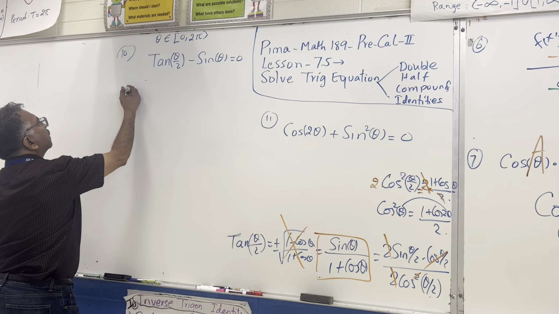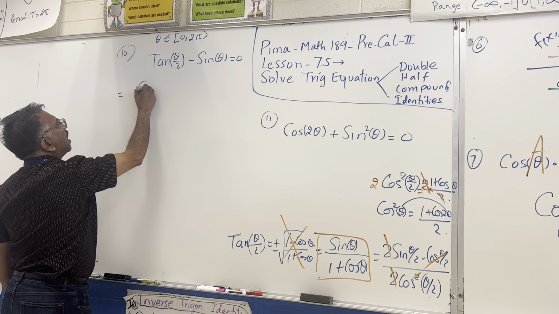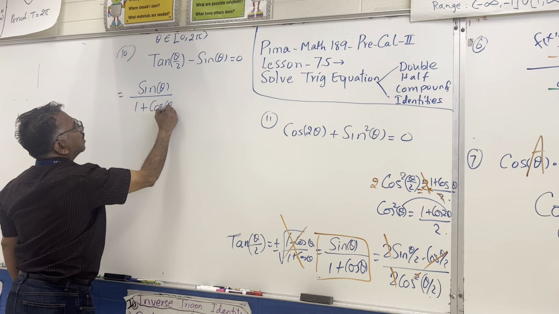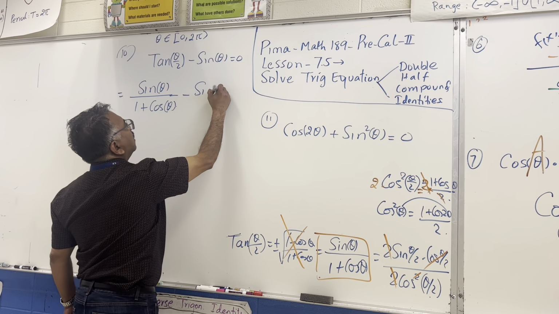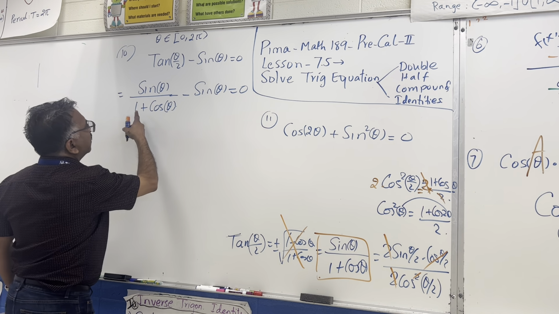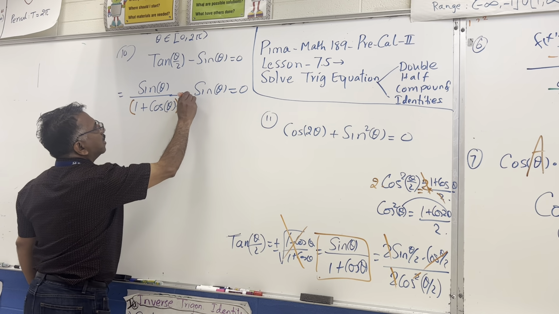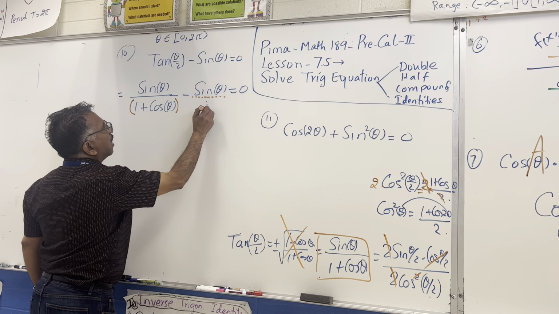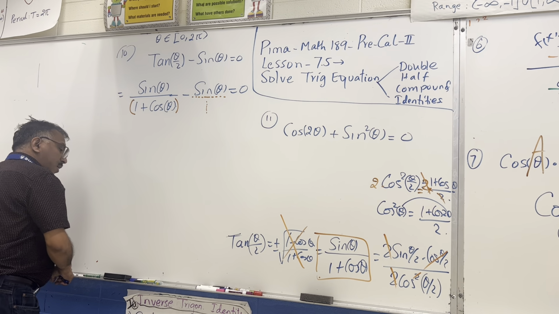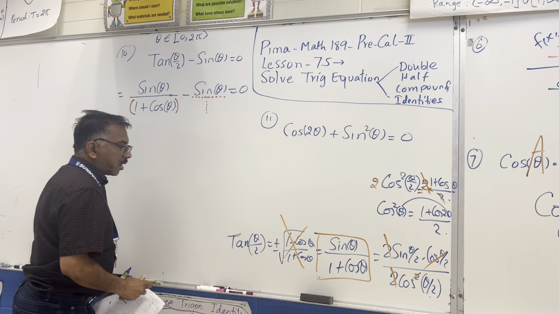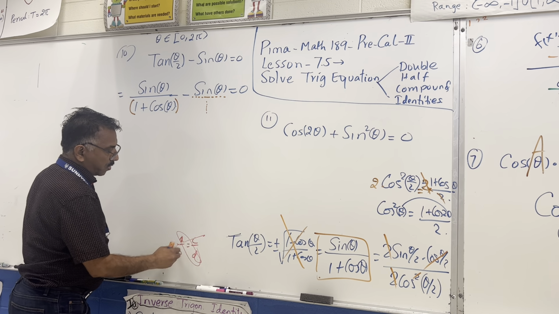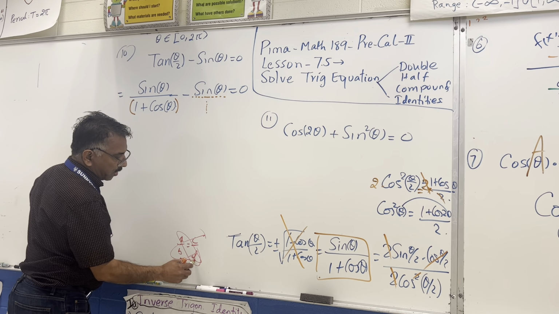So this becomes sine of theta divided by 1 plus cosine theta, minus sine theta, equals 0. Now we need to have the same denominator. Look at this 1 plus cosine theta, and there is a 1 here. So multiply and divide by 1 plus cosine theta, or we can use cross product. If you forget, A over B equals C over D, so just use this cross product.